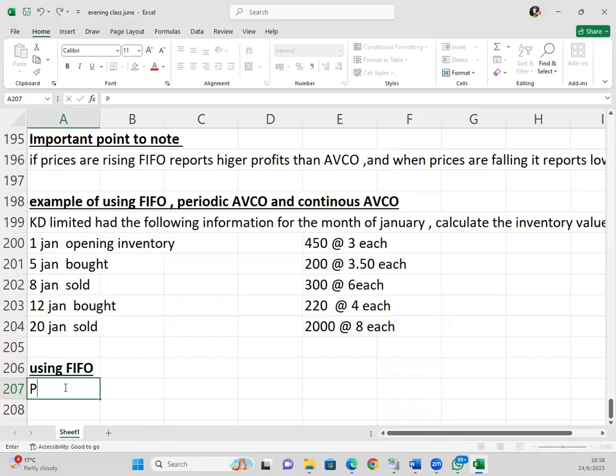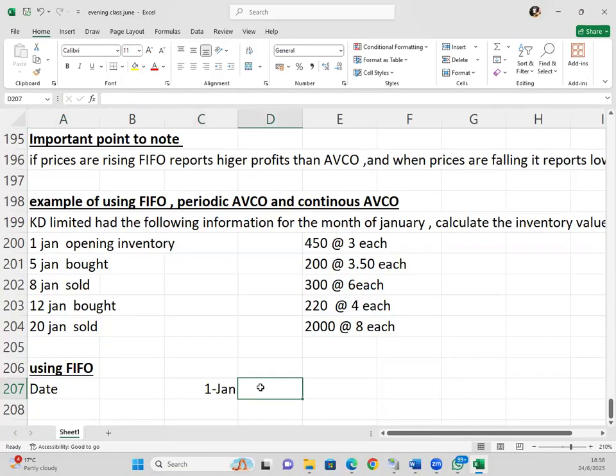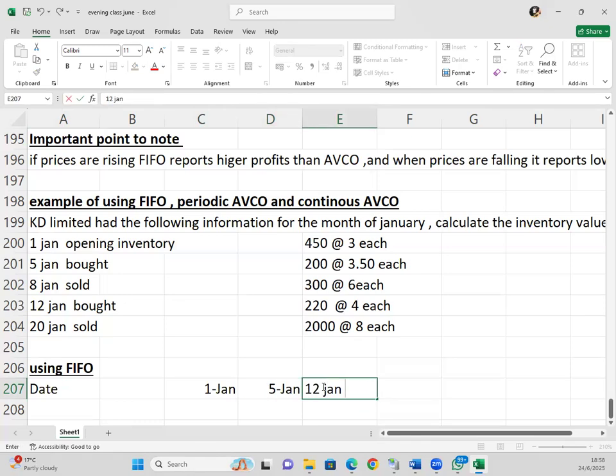You start with your date. If you are using FIFO, there are different ways of doing it. You start with the dates for the purchases. Opening inventory, you just treat it the same as purchases. We have 1 January, 5 January, and the other date for purchases is 12 January.